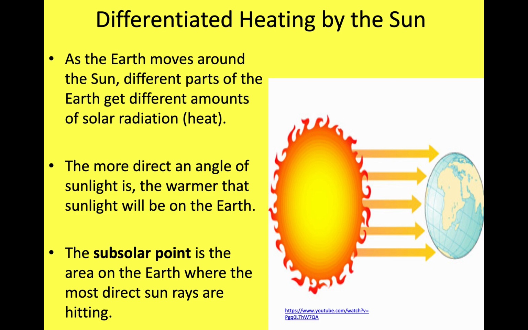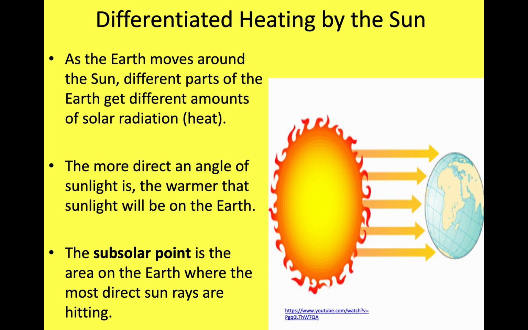Alright, differentiated heating by the Sun. As the Earth moves around the Sun, different parts of the Earth get different amounts of solar radiation. Some parts of the Earth get a more direct angle of sunlight, while others get a more indirect angle of sunlight. The more direct an angle of sunlight is, the warmer that sunlight will be on Earth.